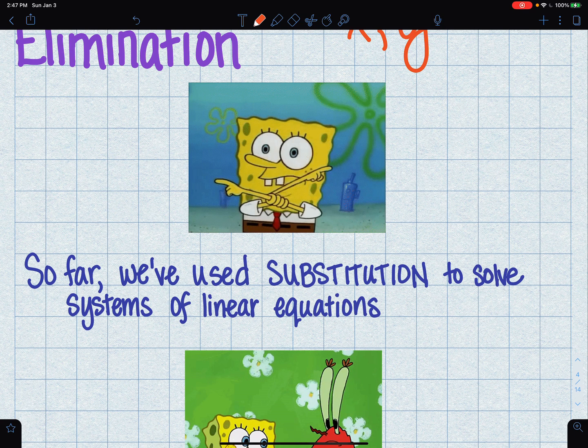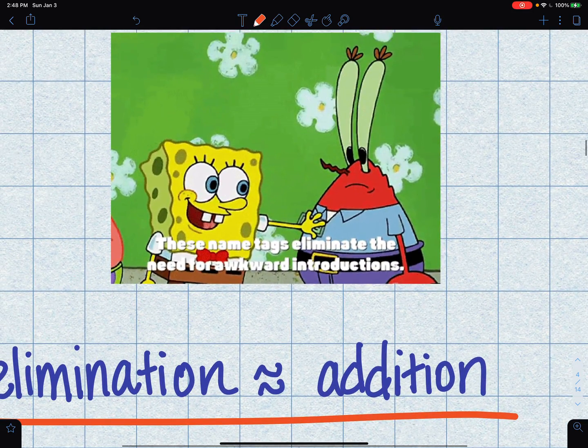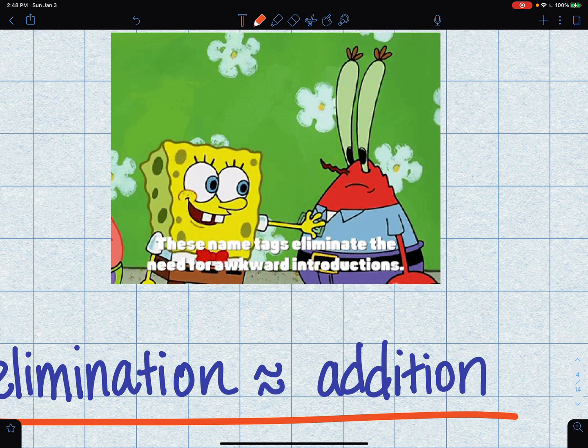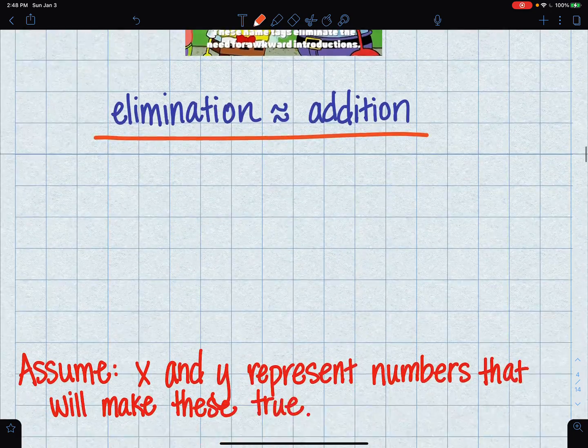Instead of the elimination method, it's also called an addition method. So elimination is the same as an addition method. Let's look at this for a second. These name tags eliminate the need for awkward introductions. It's interesting because he wants to eliminate awkward introductions, but he added something, right? He added a name tag. So when you add something, you can eliminate something else. And that's the concept behind this method. Some wisdom there from SpongeBob, right?